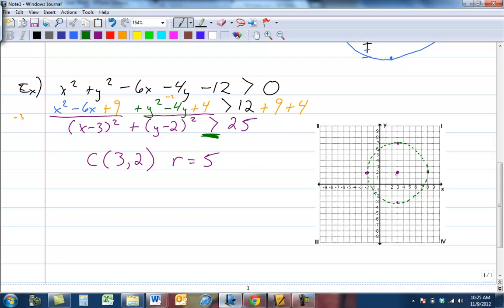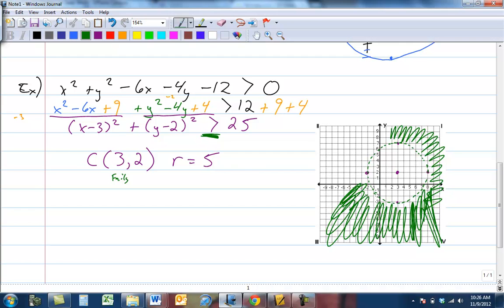The center, remember, is not part of the circle. We're going to plug this in. So 3 minus 3 is 0, plus 2 minus 2 is 0. Is 0 greater than 25? No, it is not. So this test point fails. That means we're going to shade outside the circle. So all points outside of the circle are a solution to this inequality.